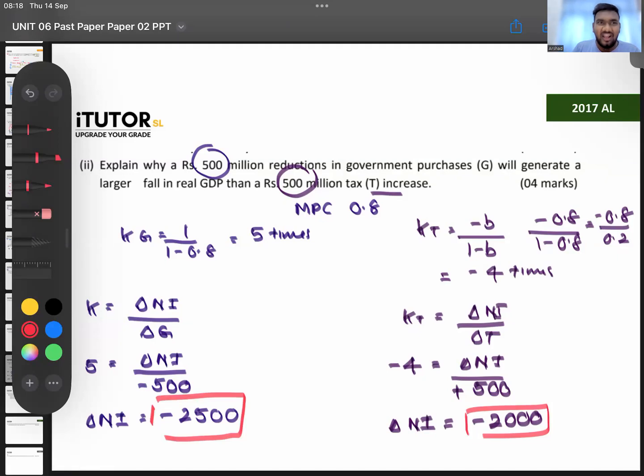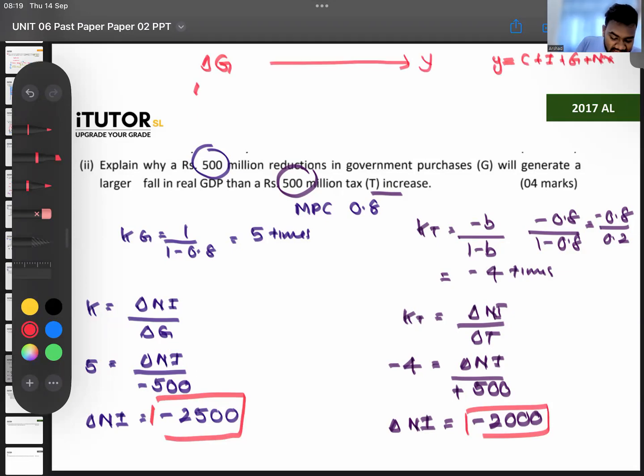They are not asking you to numerically show what will happen. I am just numerically showing to prove that this is what is happening. So why is that the case? Think, why is the government spending having a bigger impact? When government spending changes, it directly affects your Y. Because remember your equation, Y is equal to C plus I plus G plus net exports. It directly affects your Y.